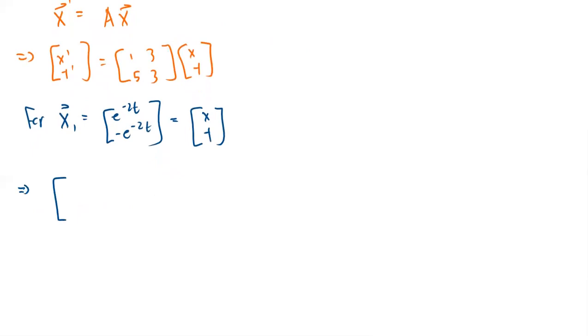For the first part, we need to find the derivatives of both of these functions. So what's the derivative of e to the negative 2t? That is going to be equal to negative 2 e to the negative 2t. That's the derivative of x. What's the derivative of y? Well, y is equal to negative e to the negative 2t. So the derivative is 2 e to the negative 2t by the chain rule.